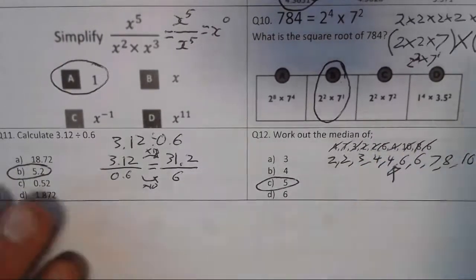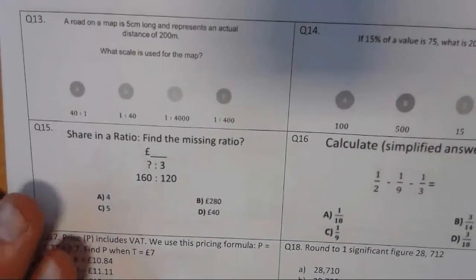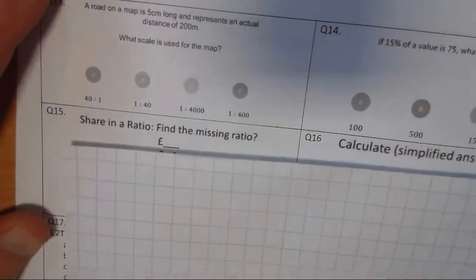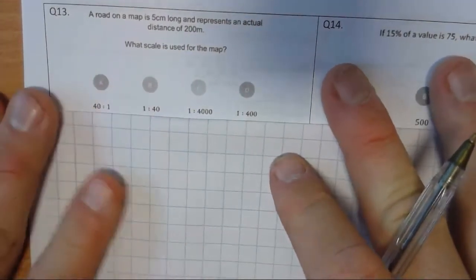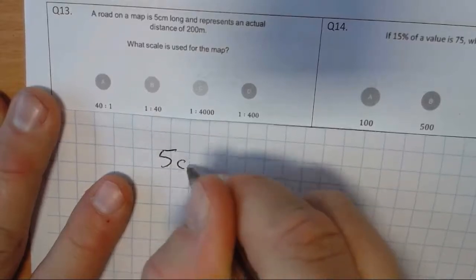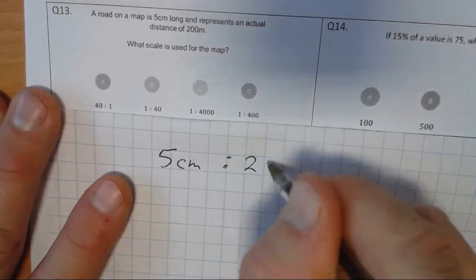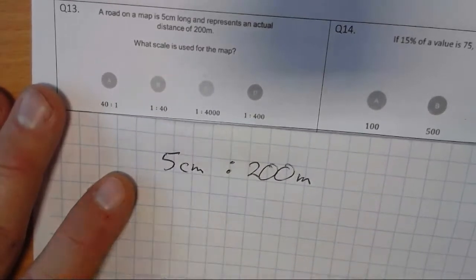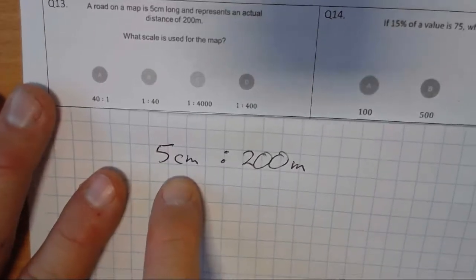Okay, we're going to move on to question 13 over the page. Not many people got this one right. So the key thing here is to do some working out and first change it all to the same units. I need 5 centimeters to 200 meters. I can't just simplify that, because I'll get 1 to 40, but 200 meters is not in the same unit as 5 centimeters.